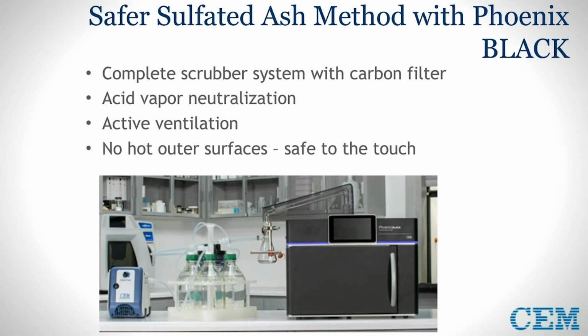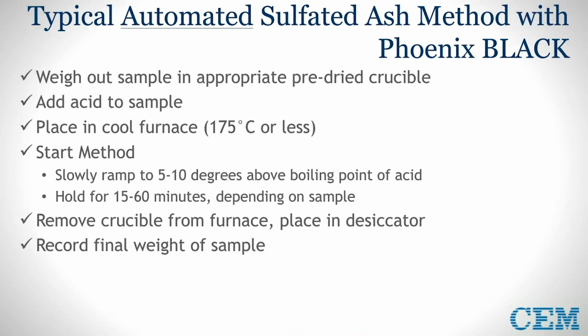So now that we have a general background on Phönix Black, what it is and how it works, I'd like to discuss a typical automated sulfated ash method that is possible with the Phönix Black when a scrubber system is used. So instead of the 13 steps that we went through before, we have a streamlined process here. It starts just as with the traditional method, weighing out the sample in an appropriately pre-dried crucible. Just as with the other method, we'll also add acid to the sample, but this is where we have some differences.